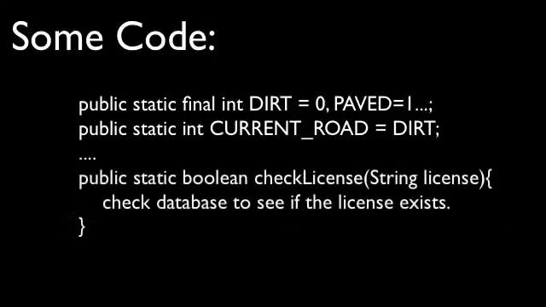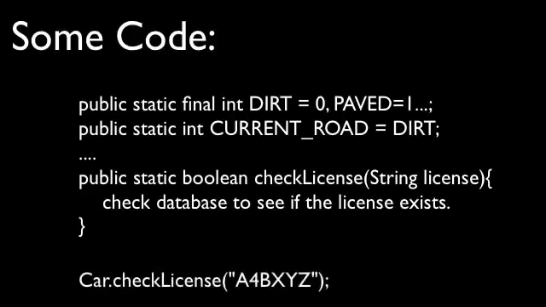So now to make a static method, all we have to do is add the word static to the method, just like public static boolean checkLicense. And we hand it the string license, and that checks the database to see if the license exists. And we don't have to know anything about any car. We just want to check a license. We don't care anything about anything else, so we just hand it a string. And the way we're going to do that is just like Car.checkLicense, and we're going to send it a string. It's just that simple.